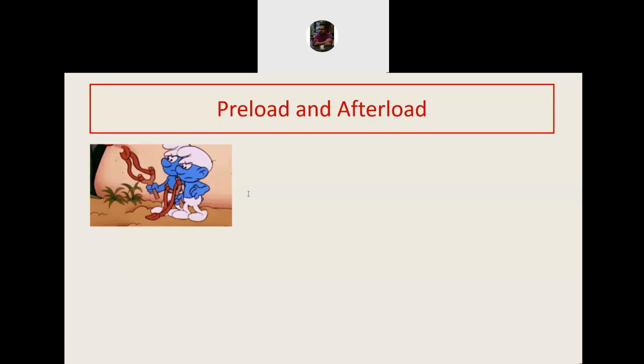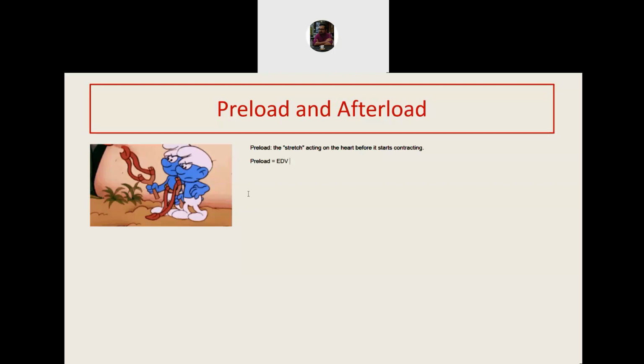So if I define preload, preload is the stretch acting on the heart before it starts contracting, similar to pulling the sling. So what is stretching the heart before it is contracting? It's blood. So as much blood accumulates in the ventricle is the preload. So essentially, preload is the end diastolic volume, the amount of blood at the end of diastole.